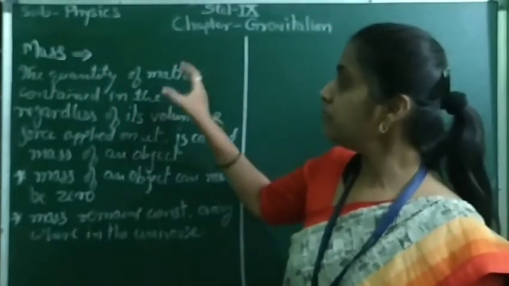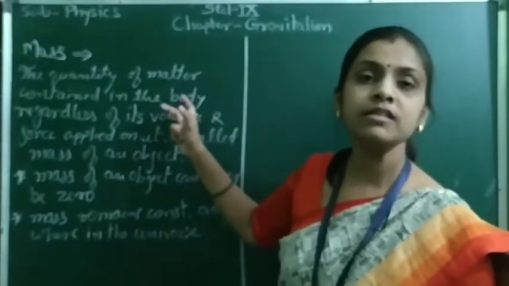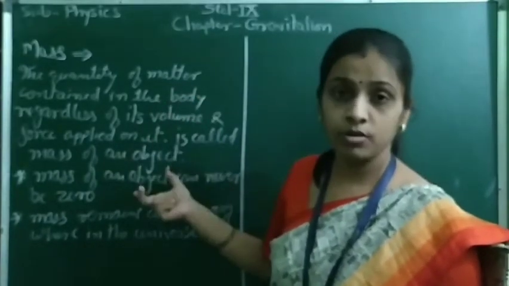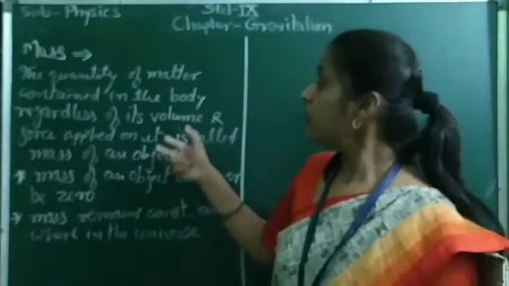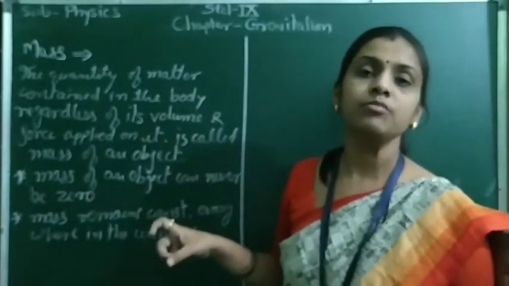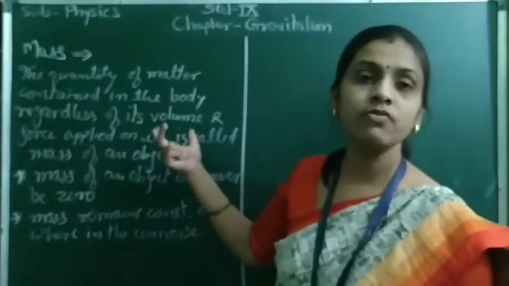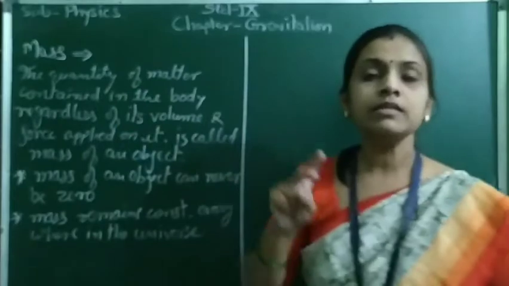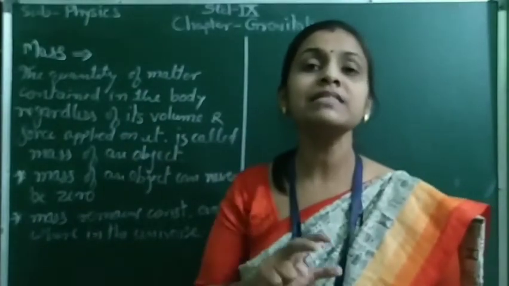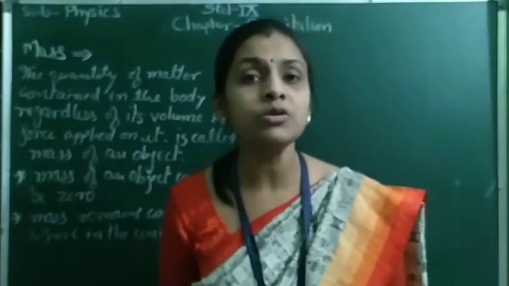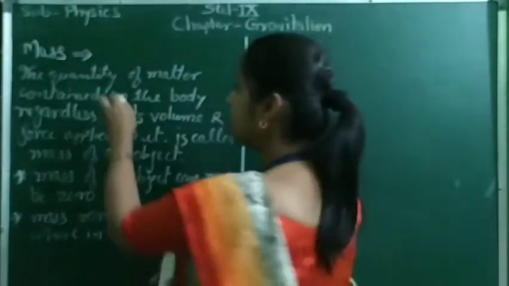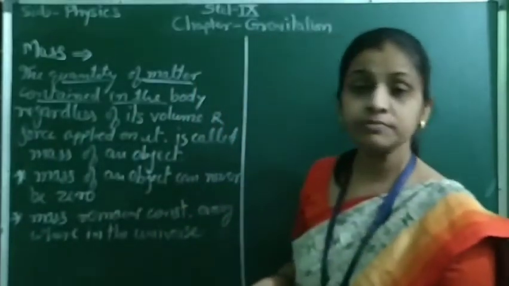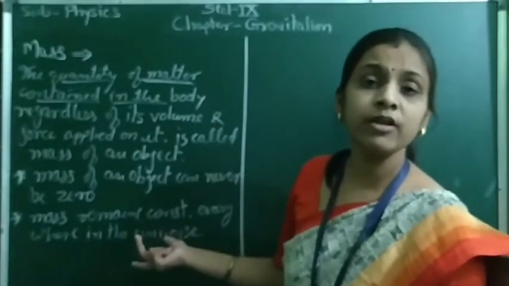This is the important thing about mass: mass is nothing but the quantity contained in the matter, in the object or in the body, or we can say it is the matter contained in the body, regardless of its volume or force applied on it. That is called the mass. Again, another important thing is that mass cannot be zero. Why can mass not be zero? Because it is given in its definition.